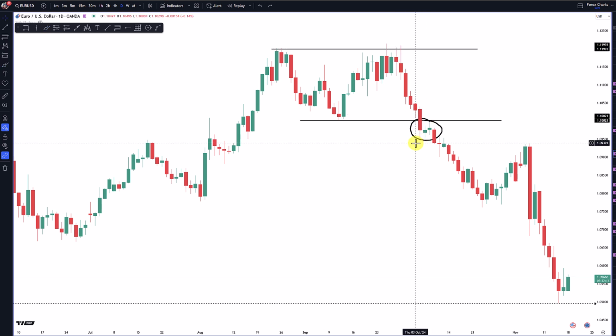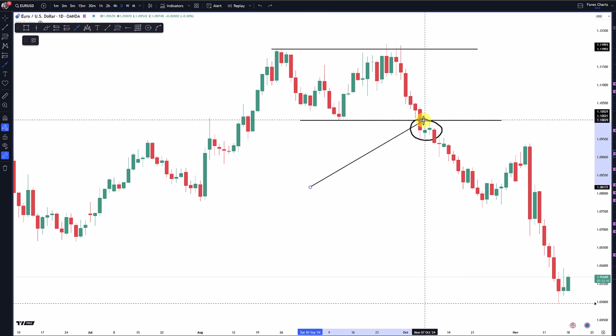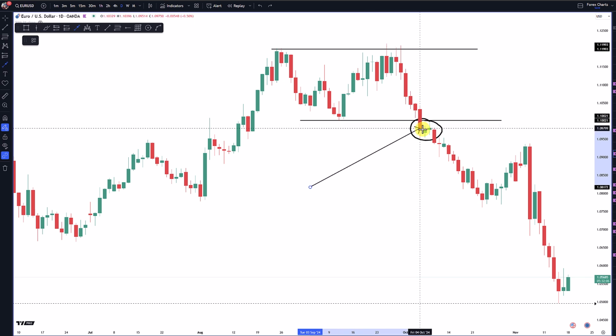And a lot of those trading strategies use the concept of breakout trading. And what this means is that you draw your support and resistance level, and then you wait for the price to break such a level, and then you trade into the direction of the breakout.